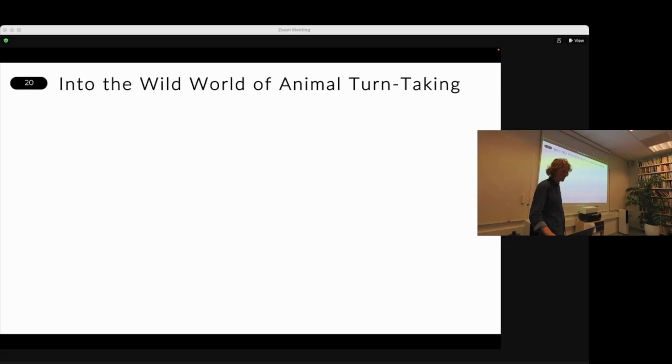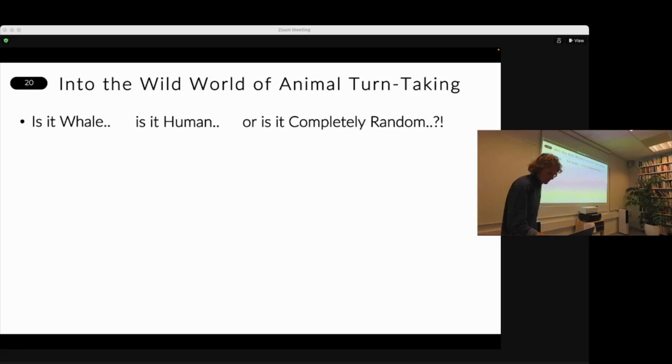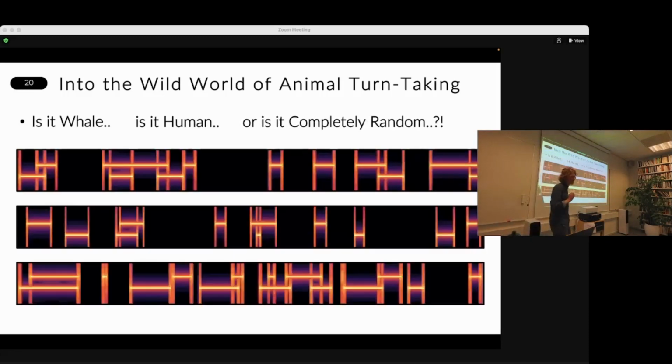multi-million dollar idea game, which is called: is it whale, is it human, or is it completely random? And what we've done here is not a multi-million dollar game. It's not going to take off. But here we have three structures of turn-taking. This is a spectrogram, and we have a higher pitched interactant and a lower pitched interactant, which are a perfect fifth apart, so it sounds good when they vocalize together. And I've also panned them from side to side, so we'll actually get the experience of turn-taking right in front of us. So again, multi-million dollar idea.